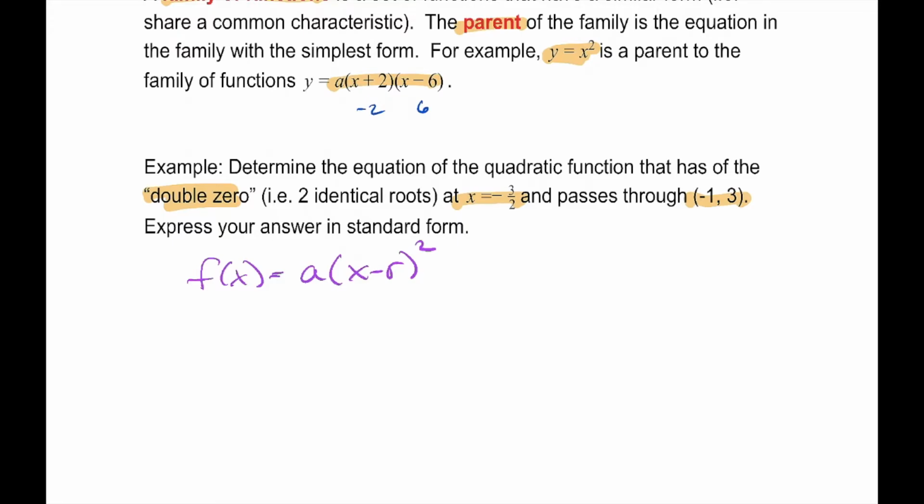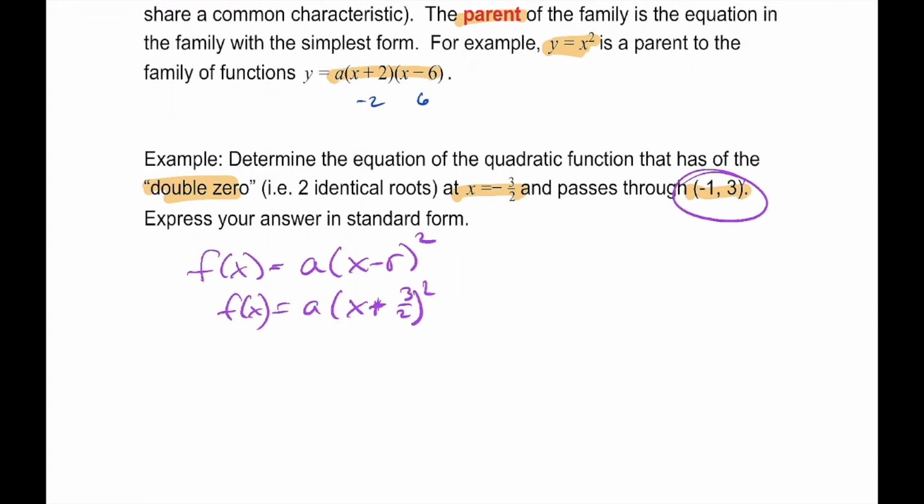And here, the root in this case is -3 over 2. So this becomes x plus 3 over 2 quantity squared. And now it's passing through a specific point, -1, 3. In other words, the combination of x equals -1, y equals 3 makes this equation true. So now we could plug in -1 for x, and that becomes a times -1 plus 3 over 2 quantity squared.